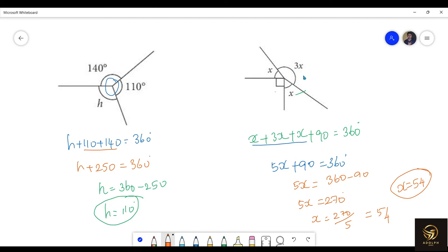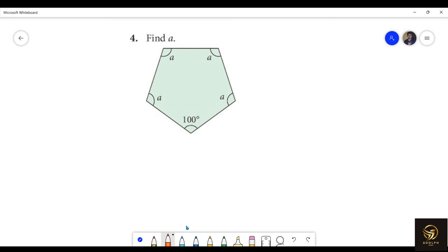In the same question, they can ask, find the largest angle. So what is the largest angle? This is 90, this is 54, this is 54. And you can find this 3x. What is 3x? It is 162. So which is the largest angle? It's 162. So you can substitute and write it. It is not necessary to substitute all the parts. If you realize that 3x is the largest, only substitute 3x and find it. That's it. So this is the next question that we are going to solve.